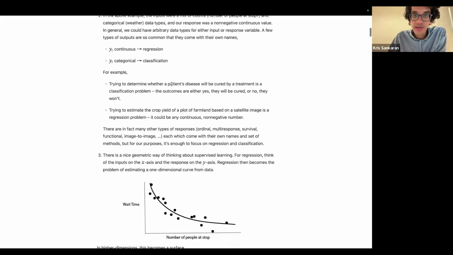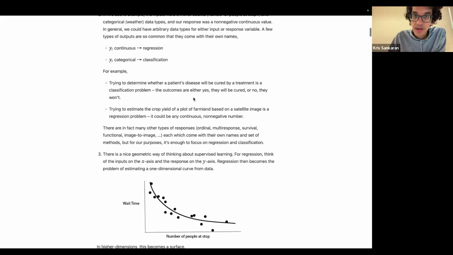right? So yeah, just some more examples here. If you're trying to figure out a patient's disease, whether it will be cured or not, that's classification. It's not a continuous thing. You are either cured or you're not. But maybe you're trying to figure out something like crop yield. And then there's a whole gradation, and you might have a lot of continuous measurements associated with crop yield. In this case, you would be thinking about this as regression. Right? So these are the two main classes of supervised learning problems: regression problems and classification problems.